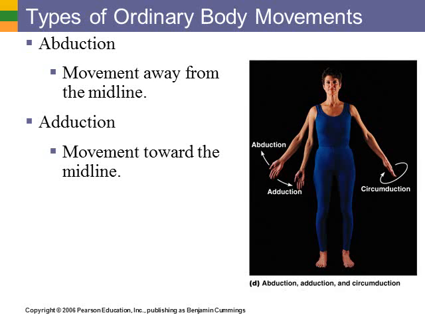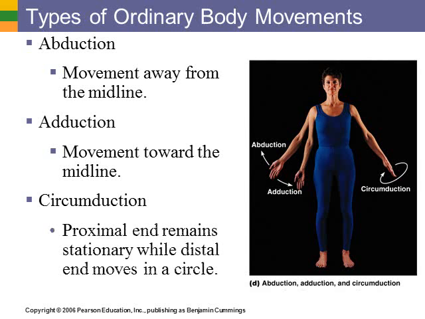Now, this slide is also showing a movement called circumduction. Circumduction is where the proximal end of the bone, in this case the shoulder joint right up here, stays stationary while the distal end goes around in a circle. Any kind of movement like this would be in a ball and socket type joint. It's going to involve components of flexion, extension, abduction, and adduction. It's going to be a combination of all of those we've talked about so far.